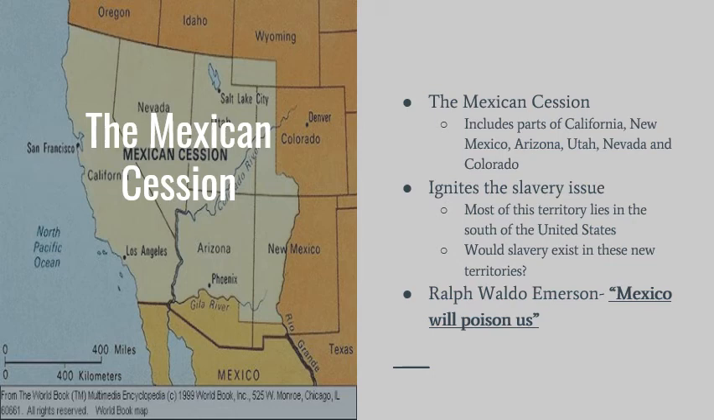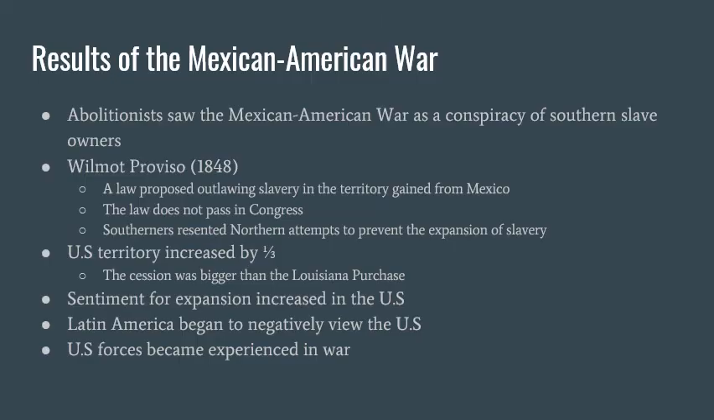This issue is why Ralph Waldo Emerson, a famous transcendentalist and author, said, "Mexico will poison us." He believed that taking this land from Mexico was like swallowing poison. It would eventually kill the nation by splitting it apart. And he was not too far off. Even though the Mexican-American War seems like it's good for the United States on its surface, it actually causes a lot of problems and almost splits the U.S. in half.